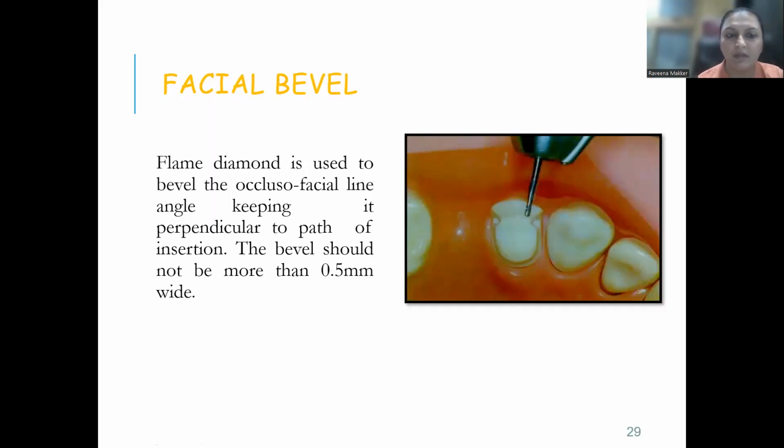Next is the facial bevel. Now a flame diamond is used to bevel the occlusofacial line angle, keeping it perpendicular to the path of insertion. The bevel should not be more than 0.5 millimeters wide. This is the flame diamond, which is used to create the facial bevel.